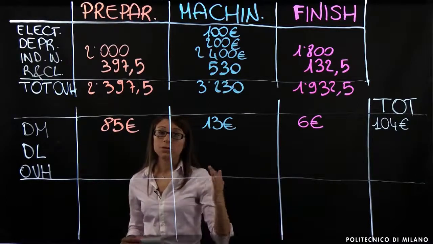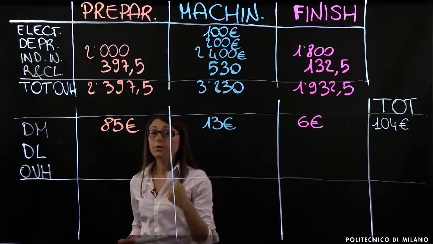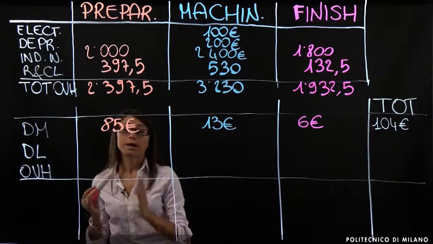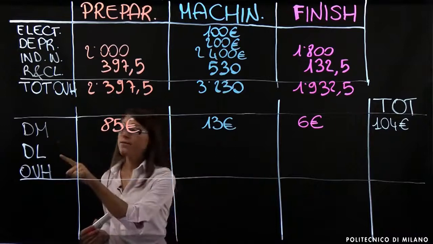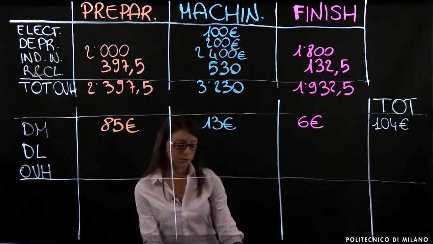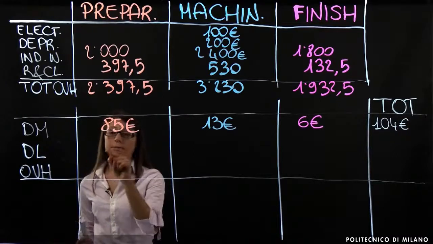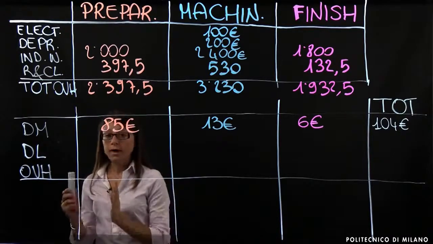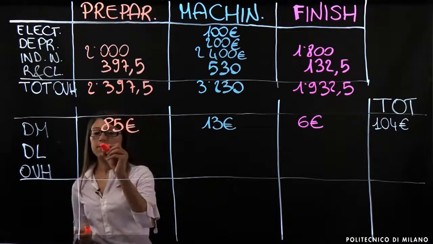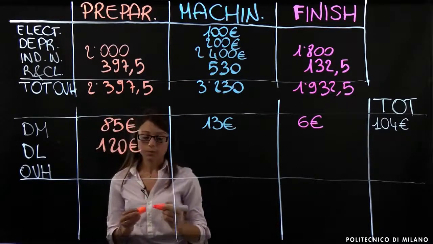If we look at the data that we have in the last table, we do not have the value of the direct labor, but we know the direct labor hours that are absorbed by our job. So if we multiply the direct labor hours by the cost of 1 hour, we can identify the value of the direct labor absorbed by the job. So let's do this for the preparation department. The direct labor hours absorbed by the job in the preparation department are 10. If we multiply these 10 hours by the cost of 1 hour of work, which is 12 euros, we can identify 120 euros, which is the cost of the direct labor traced to the preparation department.